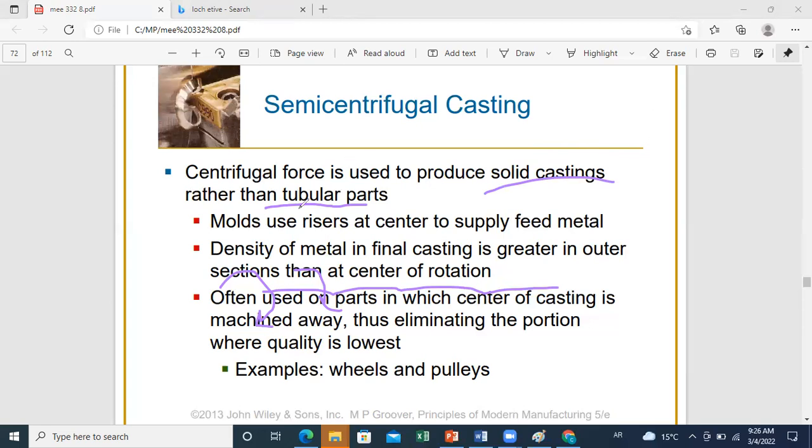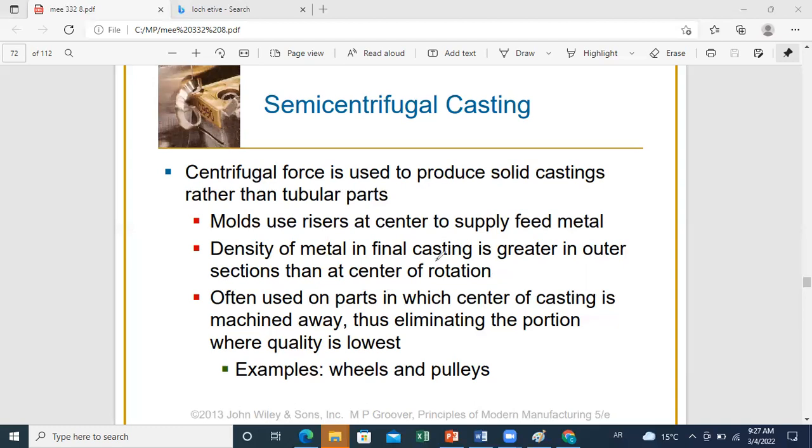So in this case, we need to use risers at the center to supply feed metal, and the density of metal in the final casting is greater in the outer sections than at the center of rotation, because you have the formation of the outer part first, and at the end you have the center part. This will create a certain density variation within the casting.